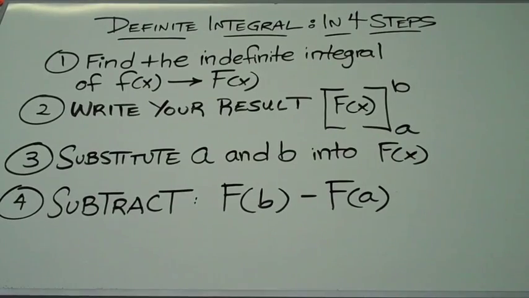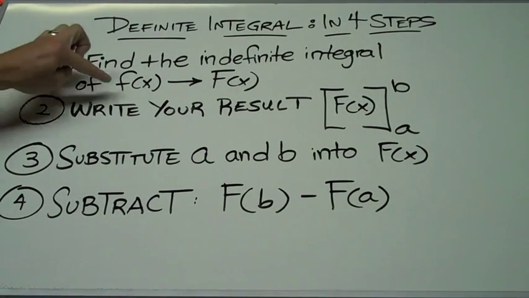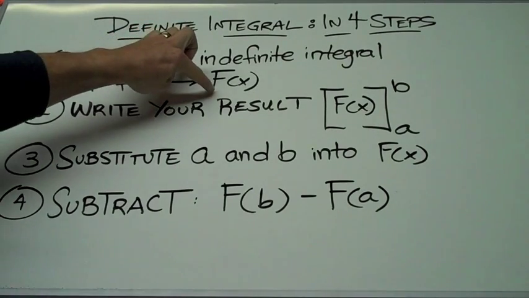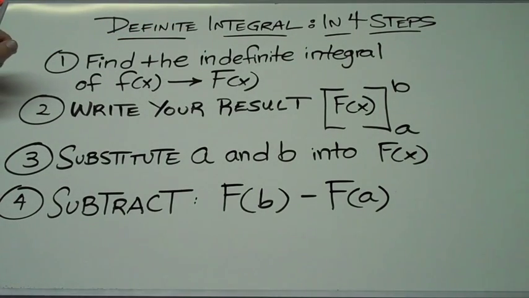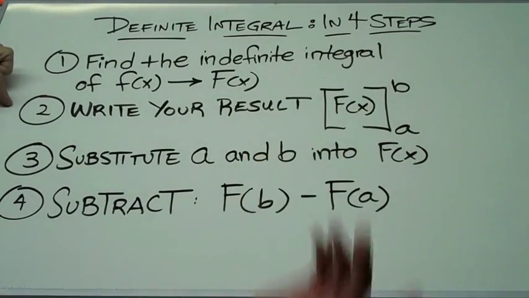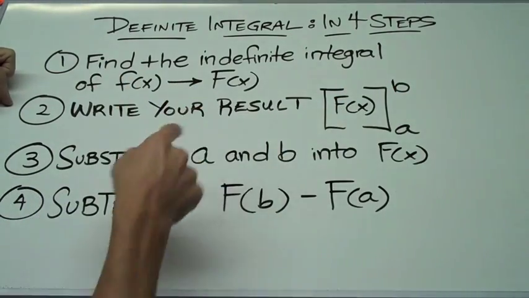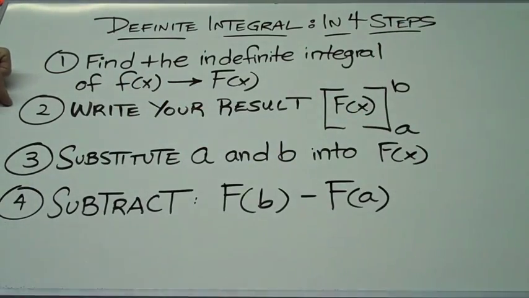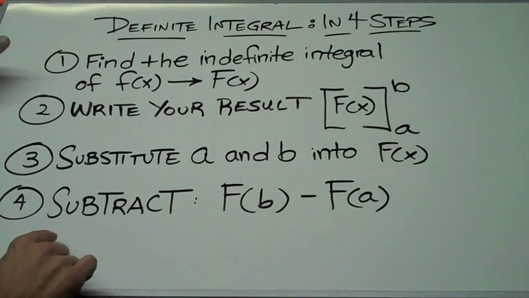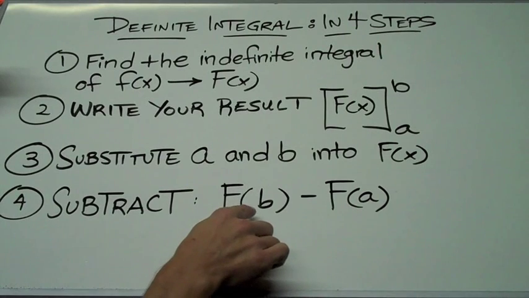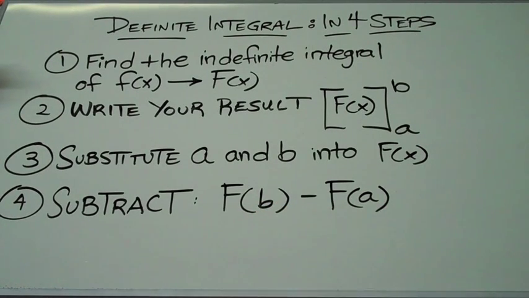Here are the 4 steps to finding the definite integral. First, you need to find the indefinite integral. In other words, integrate f of x and find capital F of x. Step 2, write your result, this integral that you've already found, from a to b. Notice that a to b are no longer in front, but they're on the back side of the problem. Substitute a and b into f of x and subtract the integral of b minus the integral of a.